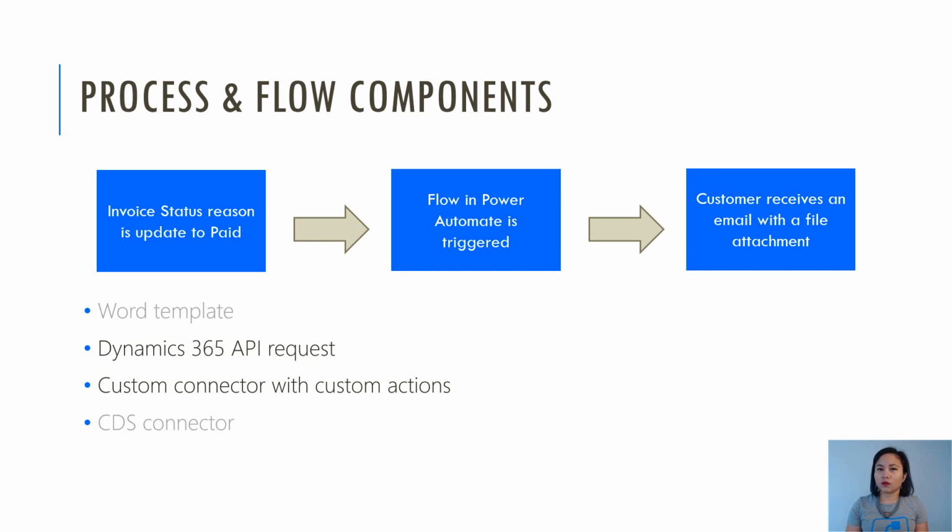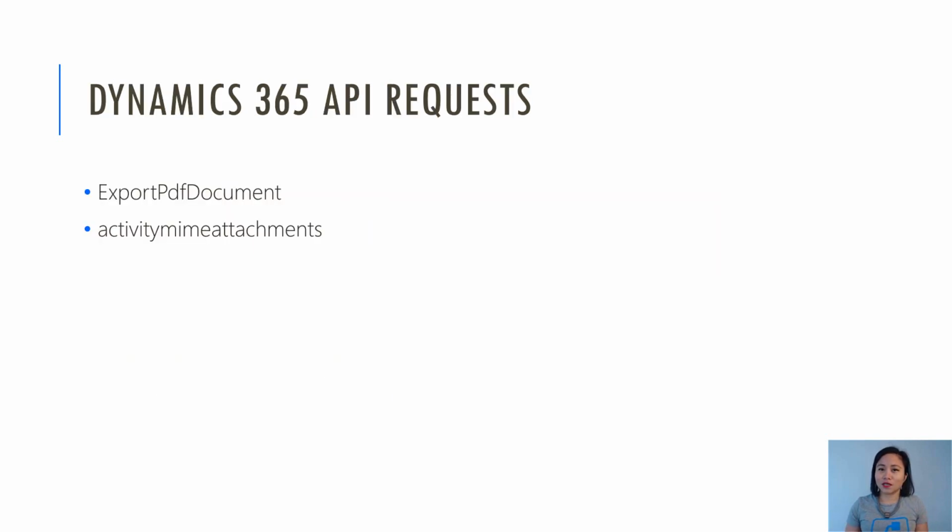So I will be going through a couple of Dynamics 365 API requests, and then I'm going to show you how you can create those API requests as actions in the custom connector in Dynamics 365. The 2 Dynamics 365 API requests are the ExportPdf document, which was released by the Dynamics 365 product team last year.